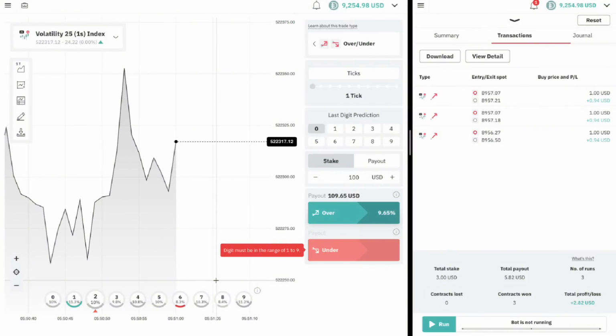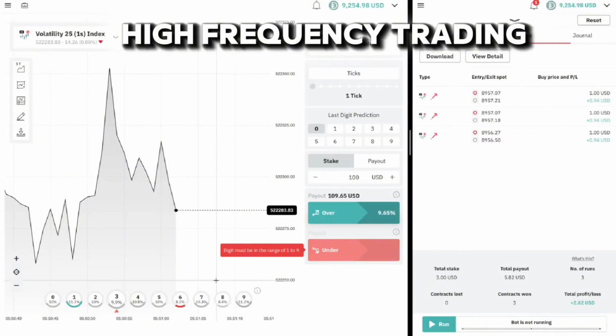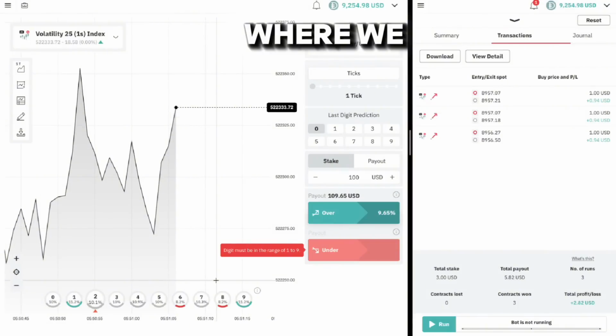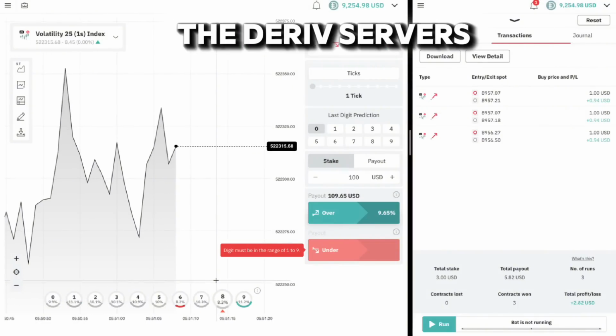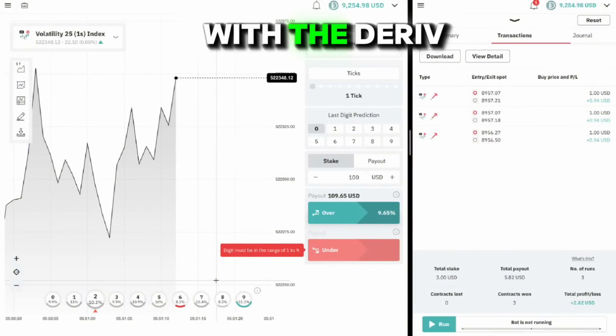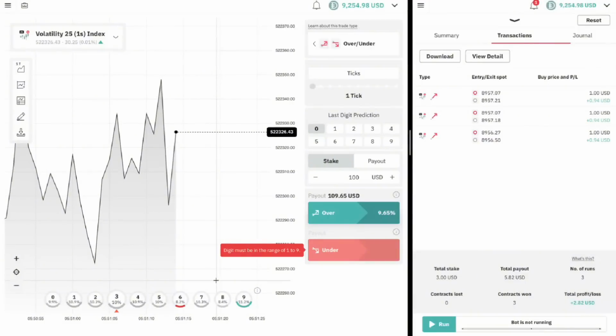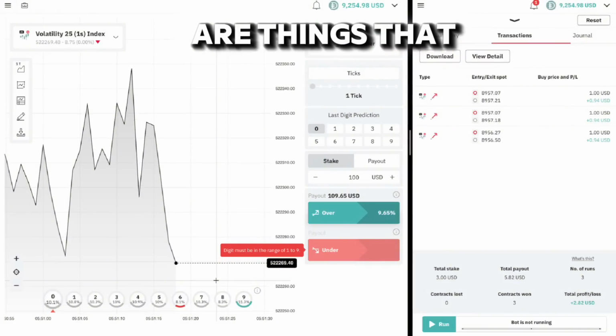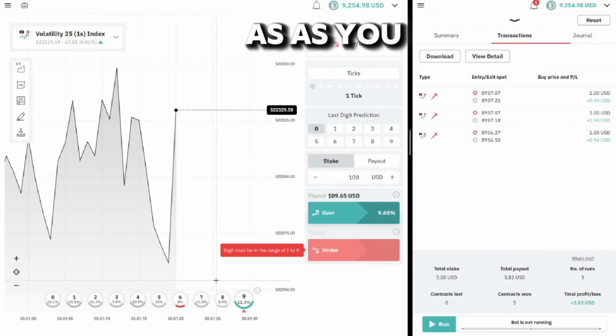And for people like us who do high frequency trading and who do it for clients, we have our own site where we have known where the Deriv servers are, so we put our servers as close as possible to the Deriv servers, because that determines how long it takes for your trade to happen. But those are things that you can learn as you go on.